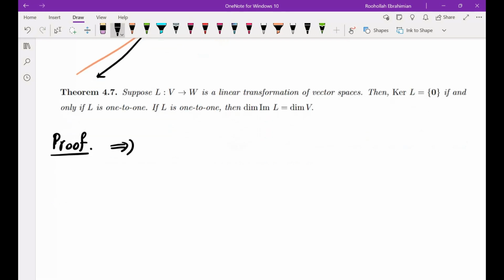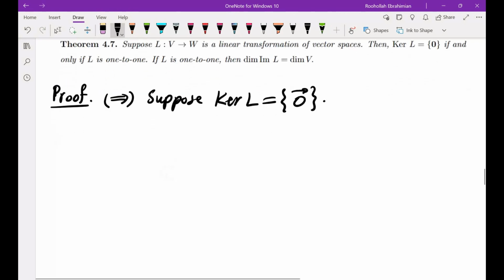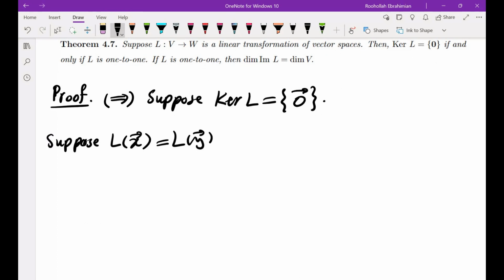So the first part is if and only if, so we will have to do two things here. So suppose the kernel of L just contains the origin. We will have to show that L is one-to-one. So suppose L of x equals L of y for some x and y in the domain. We are going to use linearity here.